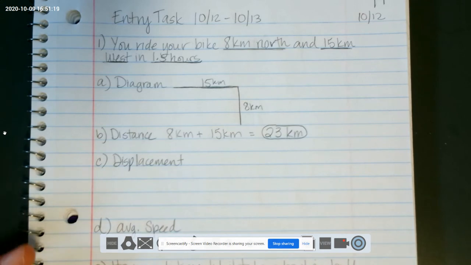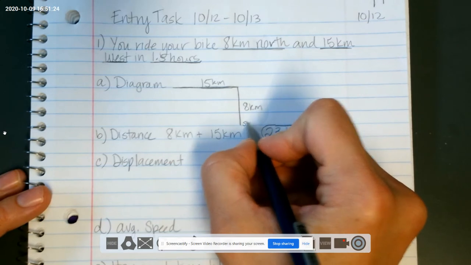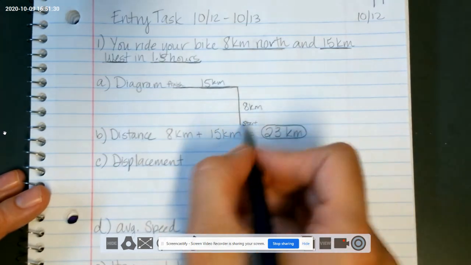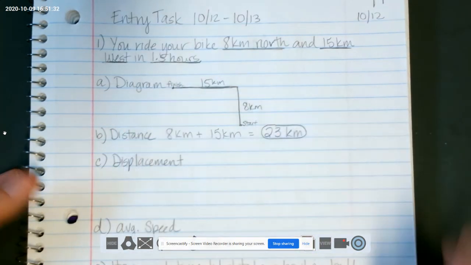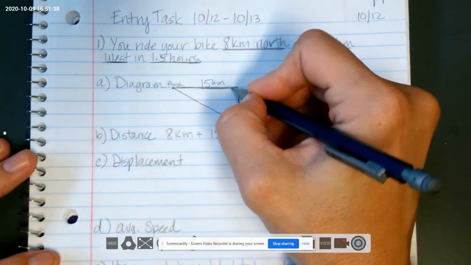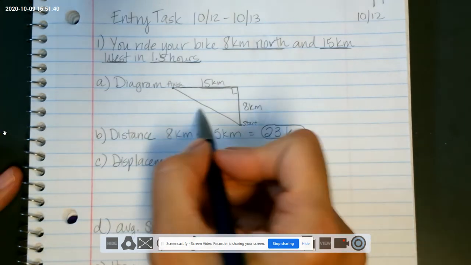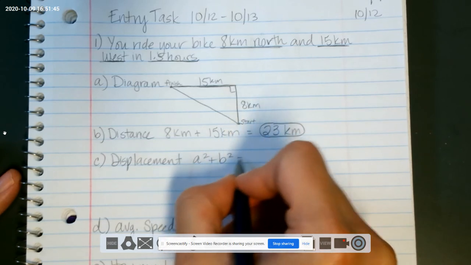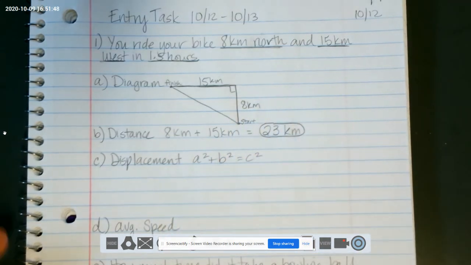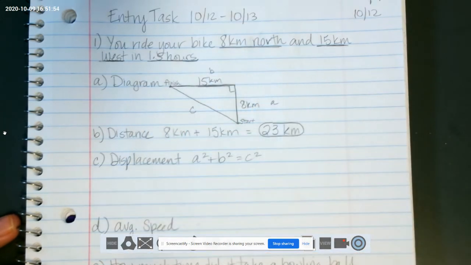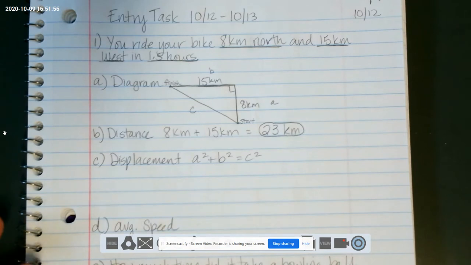Okay, now we want the displacement. So remember, again, that's change in position. This was our start, and this was our finish. From our starting point to finish point, we draw that straight line, which gives us the right triangle. So remember, this is a right triangle, and we're finding this line here. So we are going to use the Pythagorean theorem: a squared plus b squared equals c squared. We'll call 8 kilometers a, 15 kilometers b, and the hypotenuse is going to be c that we're looking for.